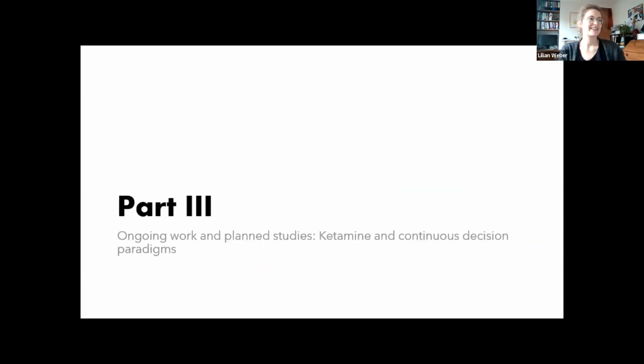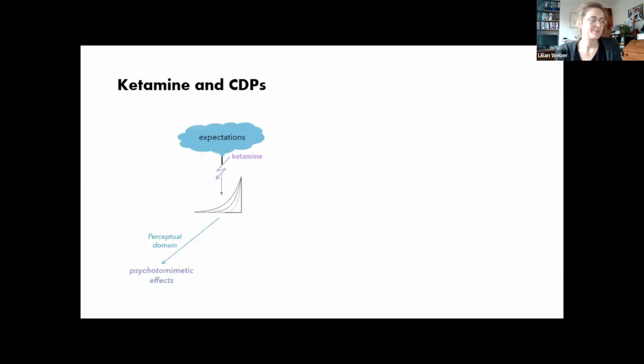And now just maybe 2 or 3 minutes on what we're planning to do with this. So what we're currently hoping to test in a ketamine study, which will run hopefully this spring or summer, is using these continuous decision paradigms, which give us this reliable readout of participants' integration style and the corresponding EEG signatures. Will ketamine have the effect that I proposed in the beginning? Basically, will it decouple the integration process from these higher-level expectations?